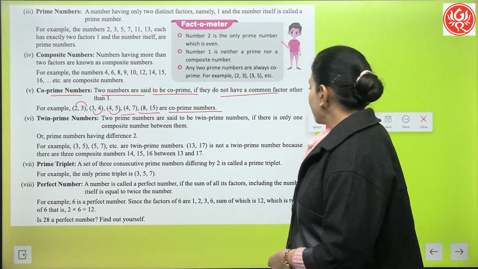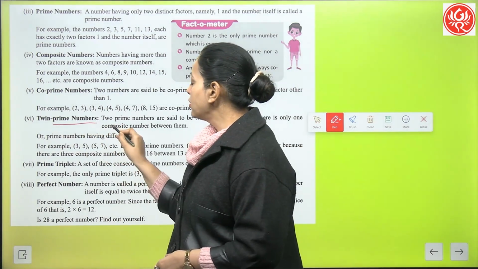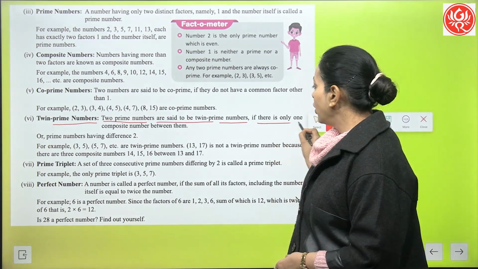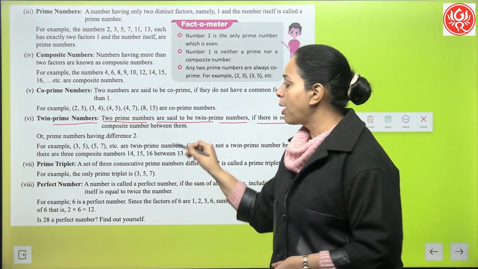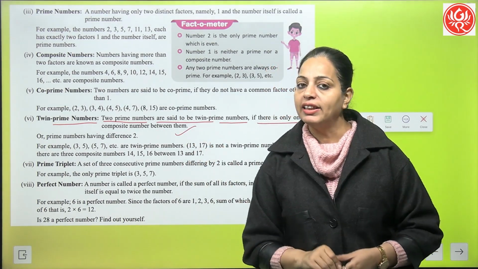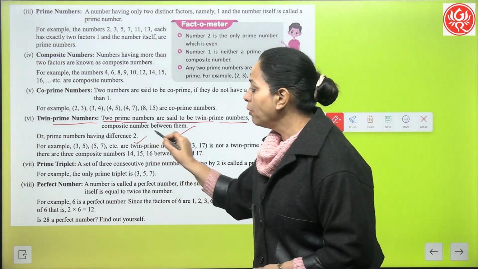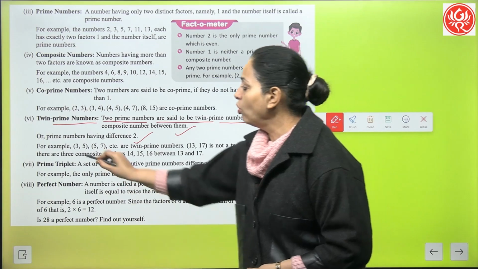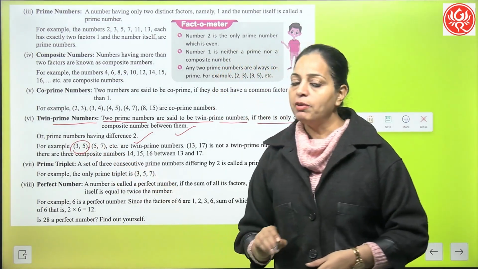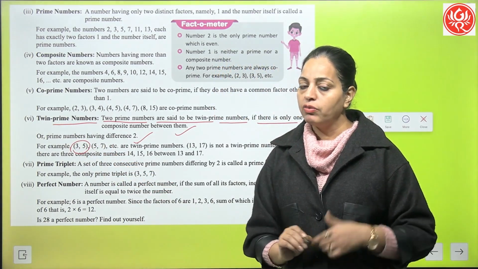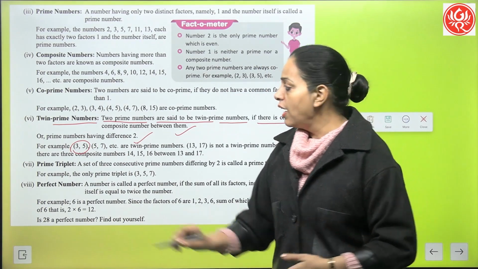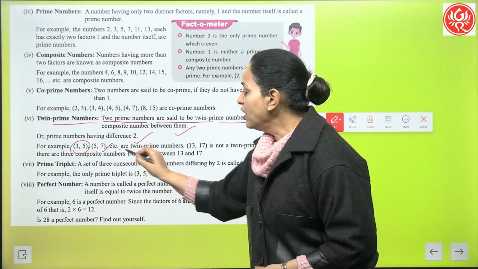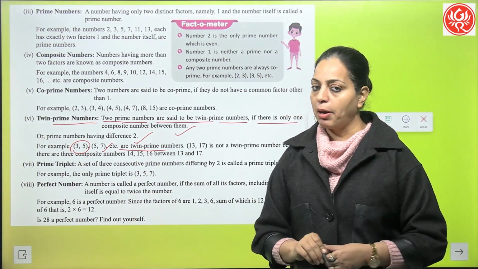The next is twin prime numbers. Two prime numbers are said to be twin prime numbers if there is only one composite number between them, or we can say prime numbers having difference 2, right? Like 3 and 5. 3 और 5 के बीच में only one number 4 is coming which is composite, and इन दोनों का difference क्या है? 2.